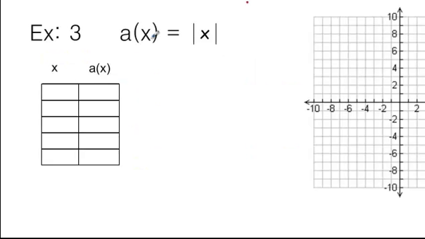In example 3, I have a of x equals the absolute value of x. Remember that the absolute value is distance from 0 on the number line. And if you evaluate the absolute value of a negative, it'll be positive. The absolute value of 0 is 0. So you're going to make a table of values, try to think of some good inputs. One of the easiest ones is 0. The absolute value of 0 is 0. Put in 1, the absolute value is 1. Put in 2, and you get out 2. 3, and you get out 3.